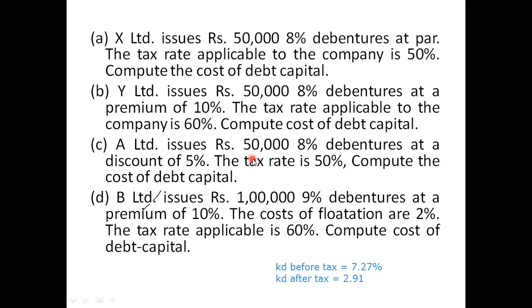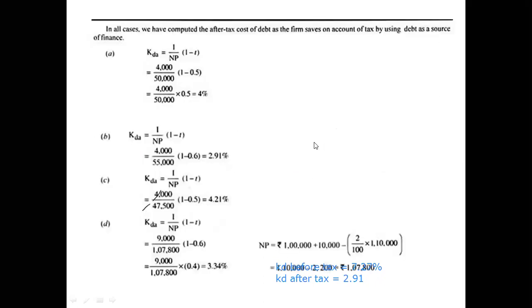So you will get 47,500. 47,500 is the issue price of the debenture. The sales value, SV, will be 47,500 here in this case, question C. So we have the solution here. Let's go to the solution.